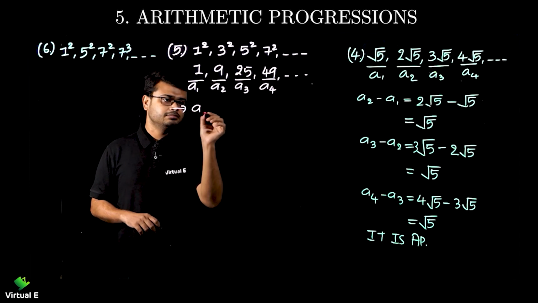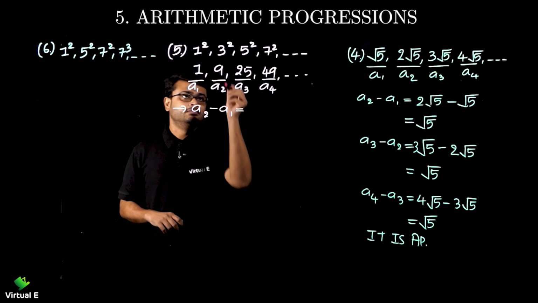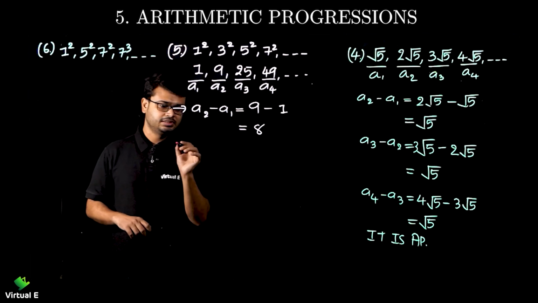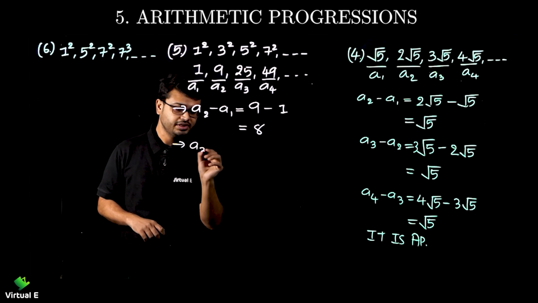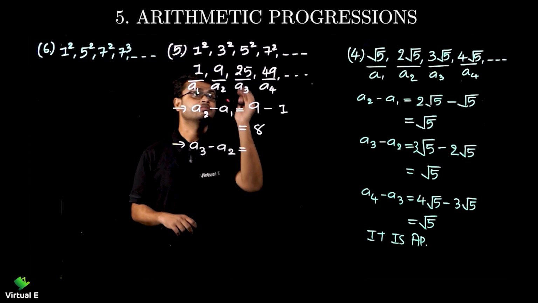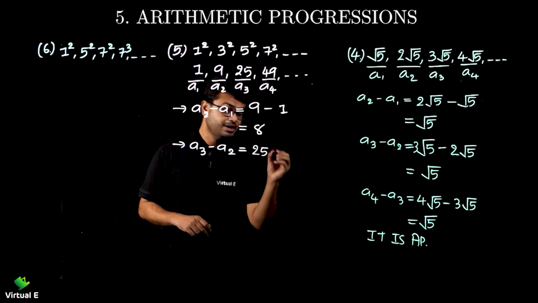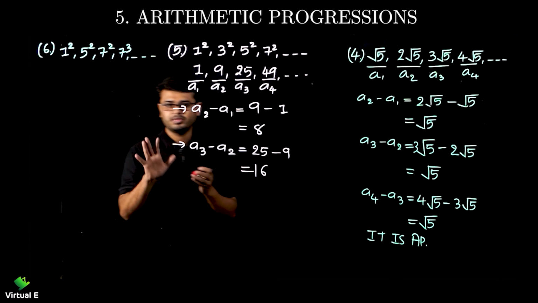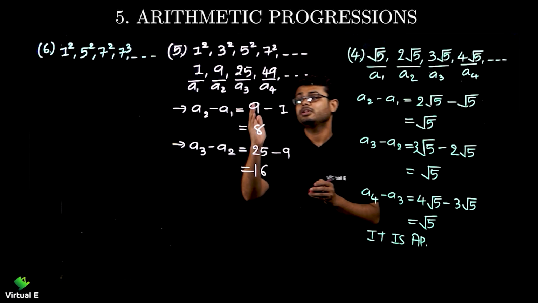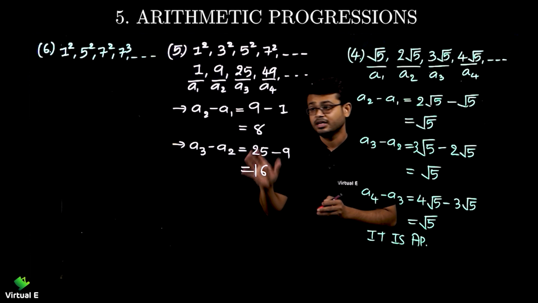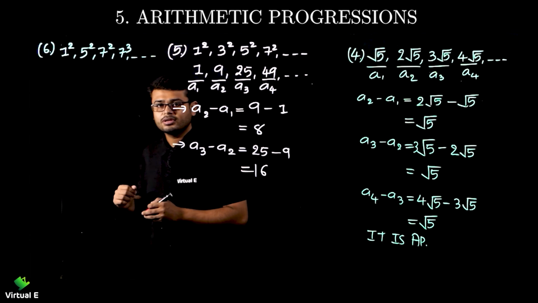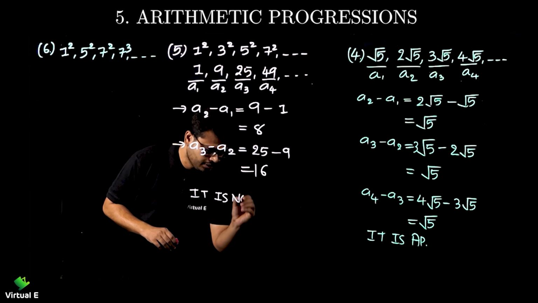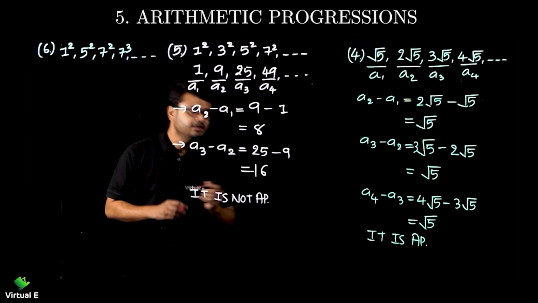Okay. So A1, then A2, then A3, then A4. So let's start. A2 minus A1. So 9 minus 1, that is 8. Next is A3 minus A2, right? So A3 minus A2, that is 25 minus 9, that is 16. Okay, now see, we are not getting the same difference. No need to even do the calculation for the third difference, that is A4 minus A3, because if two are not equal, then why bother about the third one, right? So let's write it is not AP. Very simple to do.